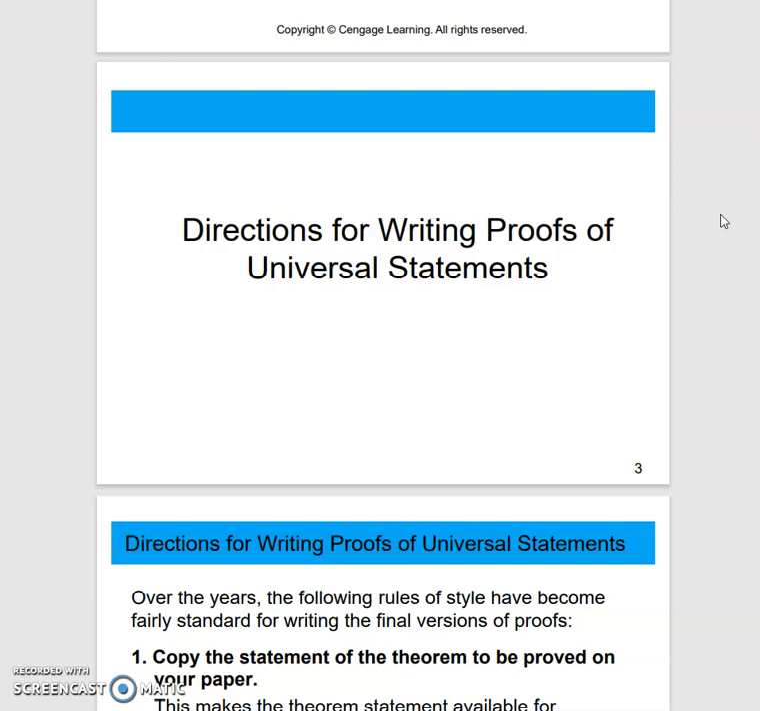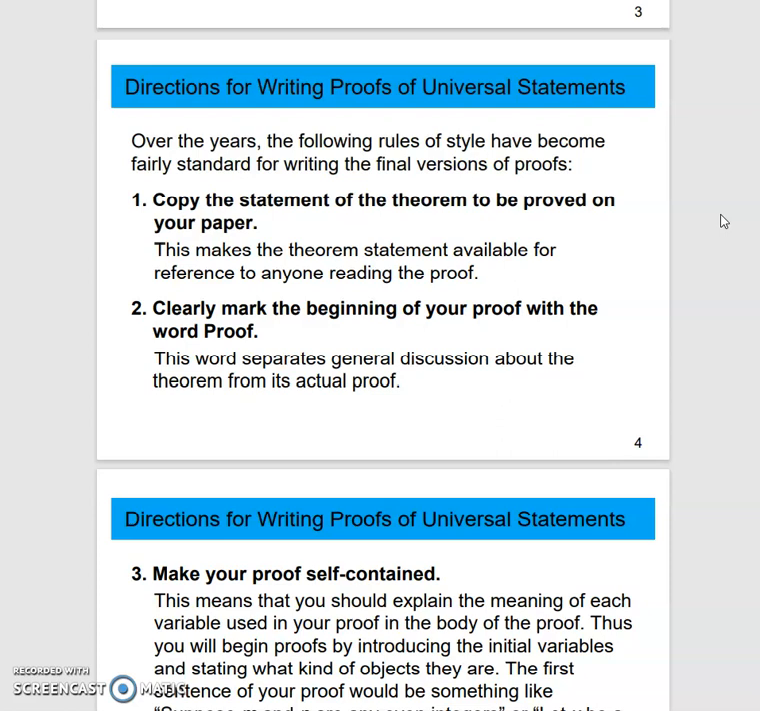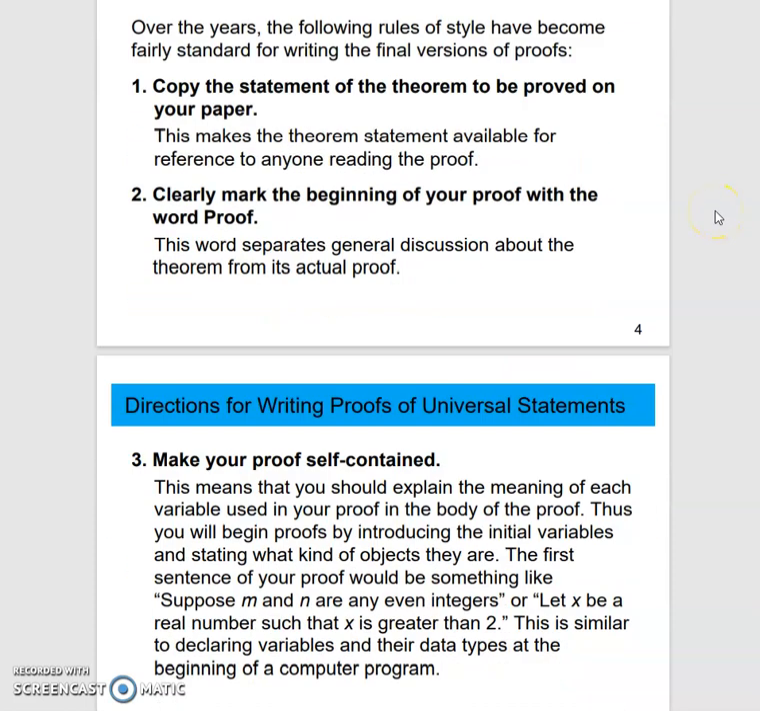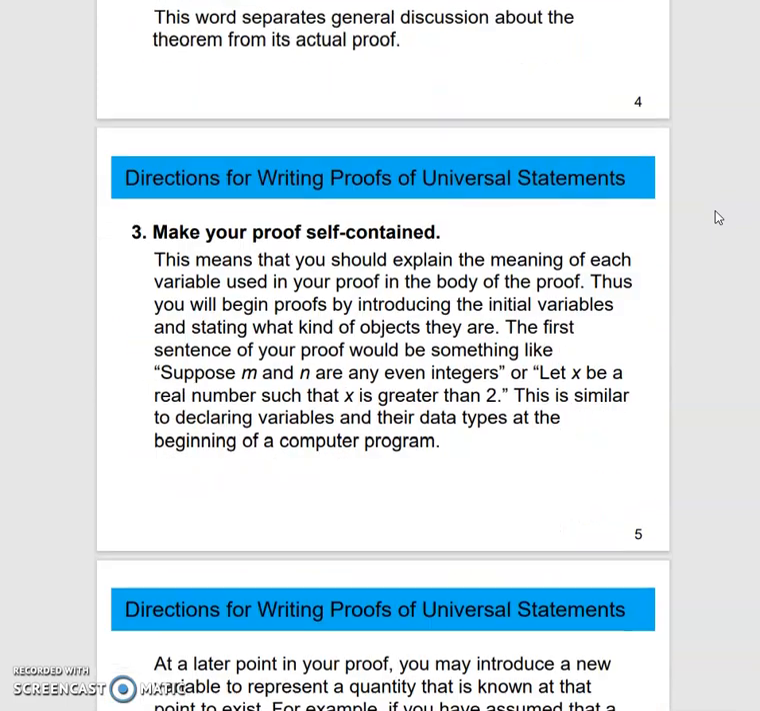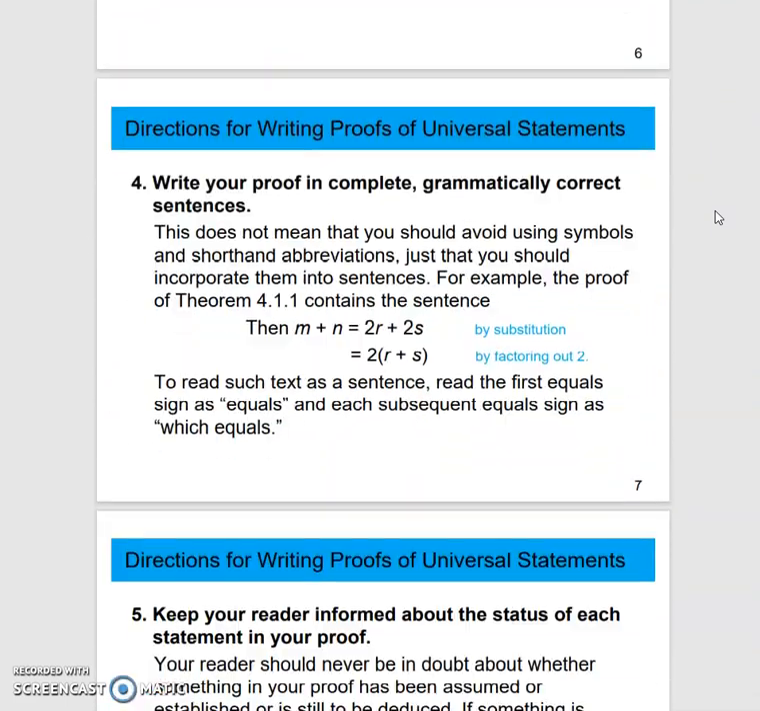So let's start with writing proofs for universal statements. Now again, a lot of these things are just guides to help you get started and get finished. Some of these are a little bit harder when we've got a computer, as we do, but this is all still very good advice. I'm going to skim through this. Again, we're not going to worry too much about the grammar because on tests you won't be writing it out longhand.